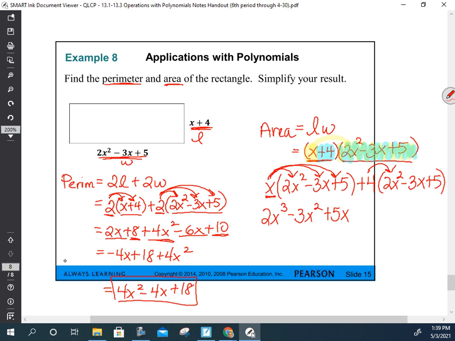Four times 2x squared, 8x squared. 4 times negative 3, negative 12x. 4 times 5, 20. Any questions before we finish the problem?